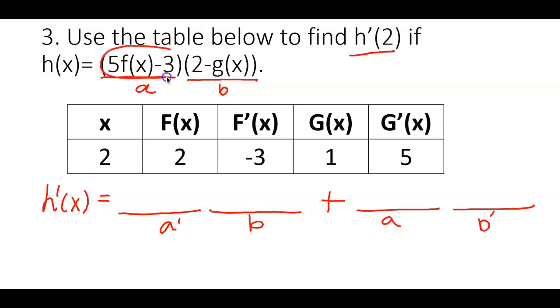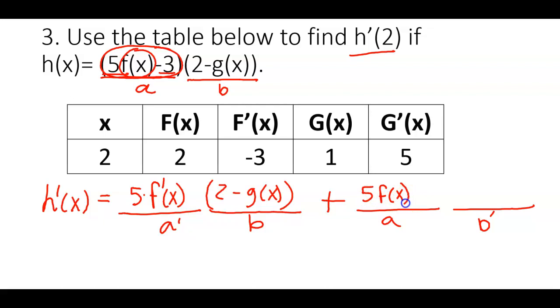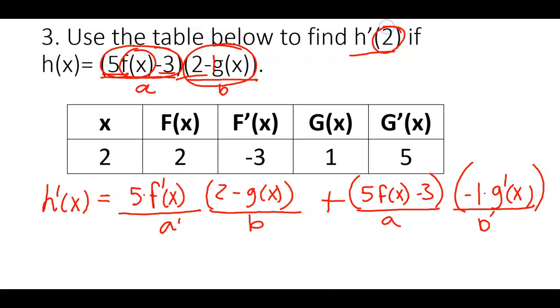All right, so what's the derivative of A? Well, constant multiples just stay there. The derivative of f is f prime. And the derivative of a constant just goes to 0. Next, we're going to put the b in there. Then we're going to put the a in there. And then finally, b prime. The derivative of a constant goes away. There is a negative 1 in front of that g, so that's a constant multiple that'll stay, and then we have g prime of x. All right, so now after you find the derivative, you're going to plug in the number that they give you. So we're going to plug in 2 now.